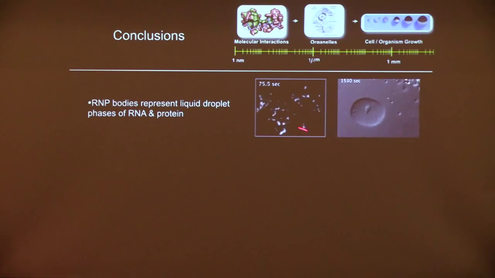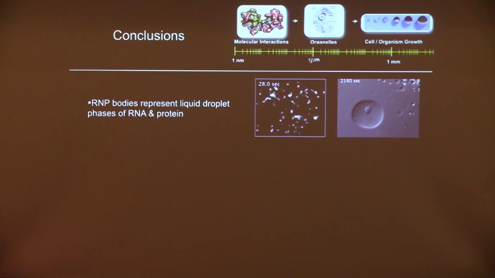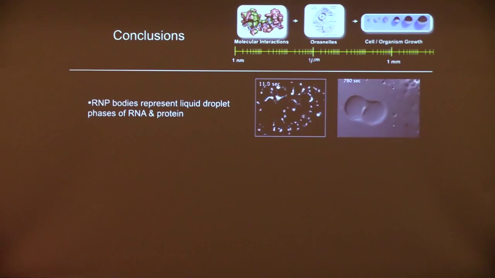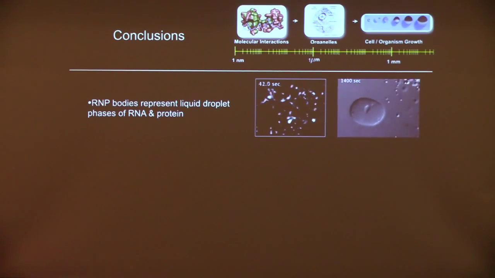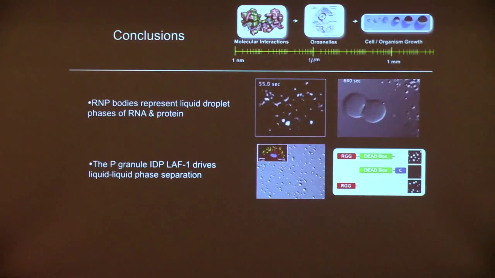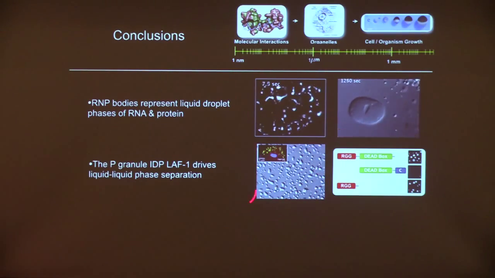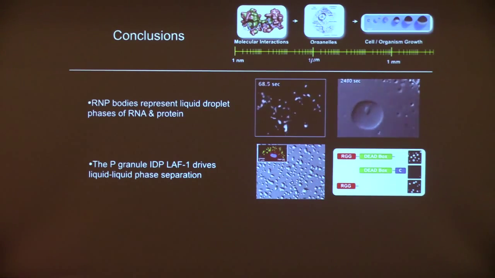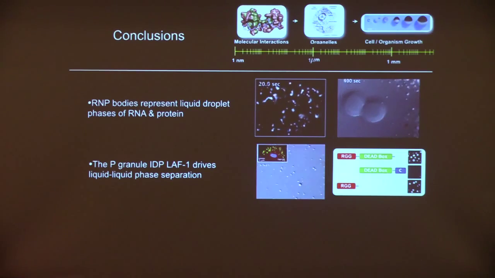RNA protein bodies represent liquid droplet phases of RNA and protein. Let's call this still a hypothesis, but the evidence is really mounting that some version of this statement is true. And I told you a little bit about this protein, this LAF1 intrinsically disordered protein, as one of many in this class that seems to drive phase separation.